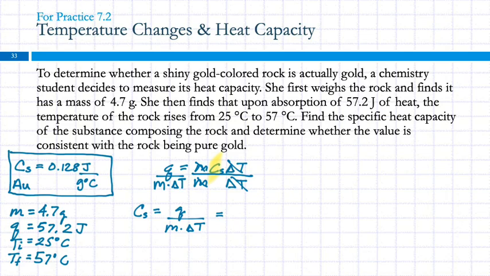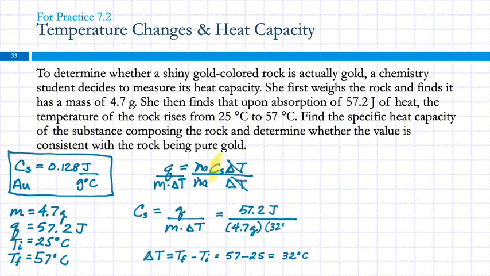So Q is 57.2 joules, and the mass is 4.7 grams, but I wasn't specifically given delta T. I'm going to have to calculate that. Delta T is the final minus the initial. So the final's 57, the initial's 25, and I think that's 32 degrees Celsius. So I've got 32 degrees Celsius down here.